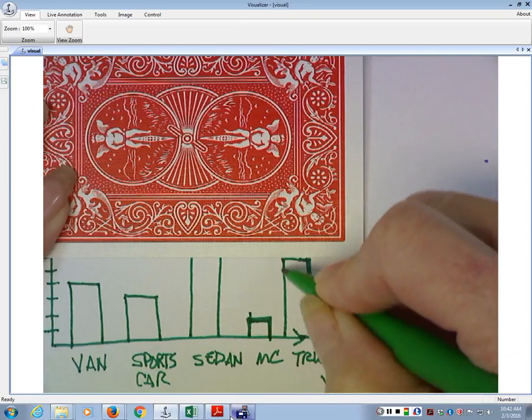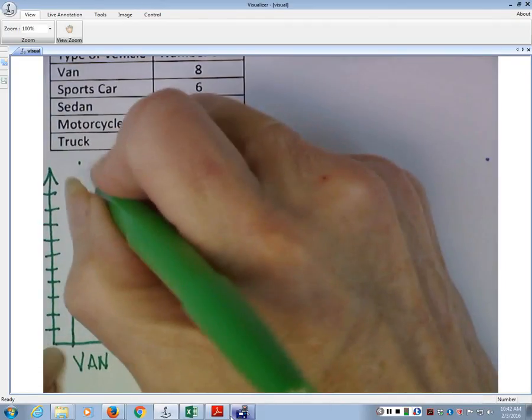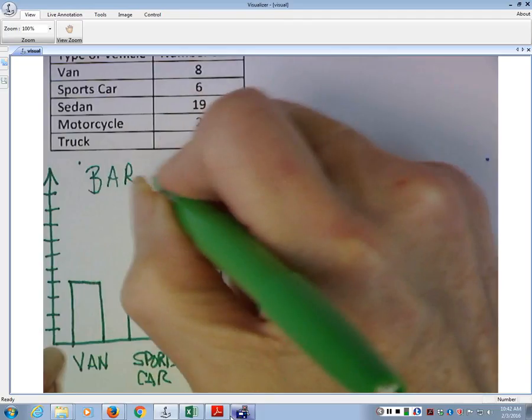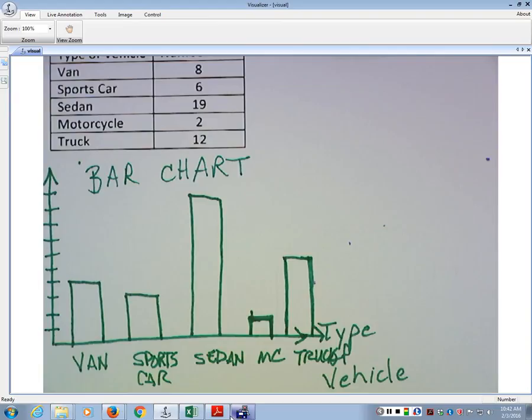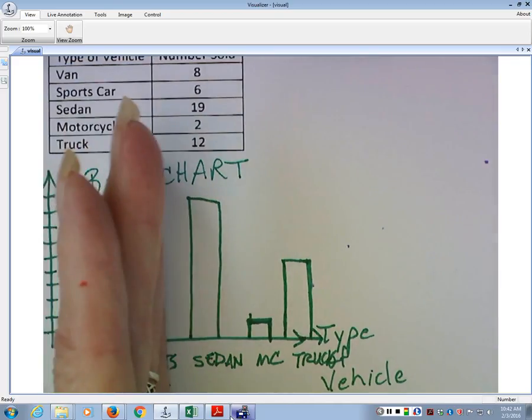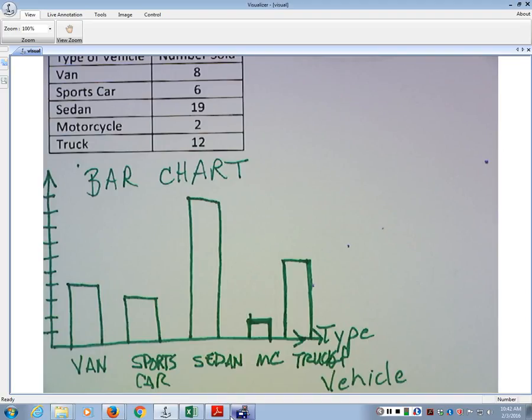And this really and truly does work better with graph paper. That is a bar chart. The bars do not touch because there is no place where a van suddenly becomes a sports car. They don't come together in value. And there is no place where a motorcycle can morph into or round up to being a truck. They're not like numbers, they're categories.